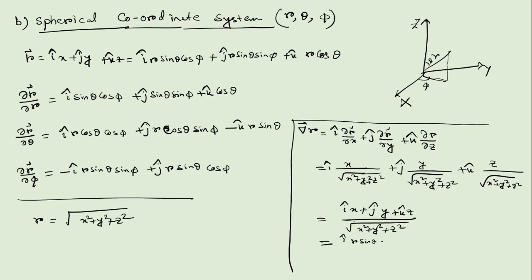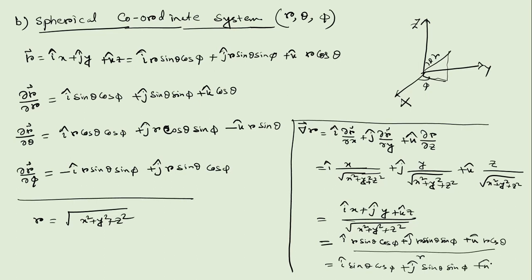If you want to write this in terms of x, y, z, this is i cap r sin theta cos phi, j cap r sin theta sin phi, and k cap r cos theta, and this is divided by r. The r will be cancelled out, and you will get i cap sin theta cos phi, j cap sin theta sin phi, and k cap cos theta. This is the value of grad r.